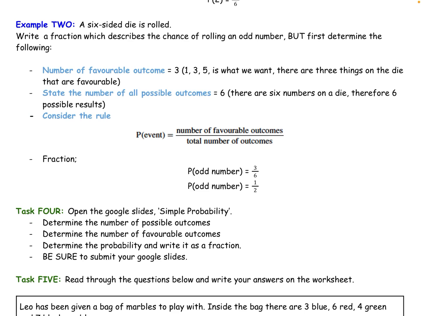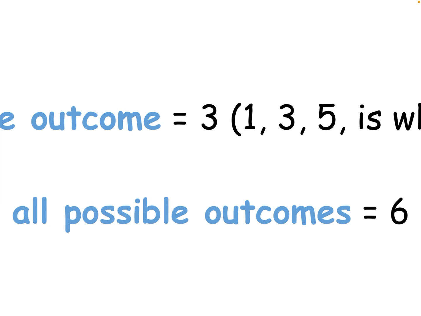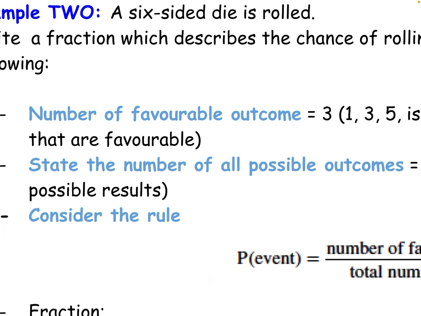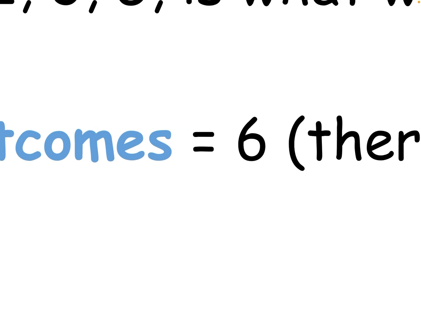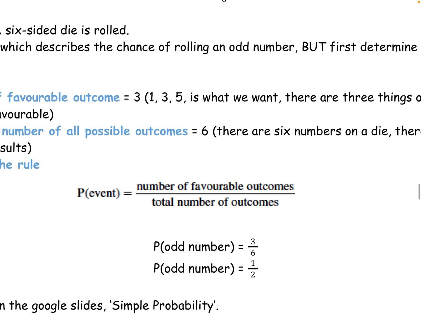Okay, example number 2, a 6-sided die is rolled. Write a fraction which describes the chance of rolling an odd number. Alright, so here are all the odd numbers that are on a die. 1, 3 and 5. 2, 4, 6, the ones that are missing, they're even numbers, aren't they? So there's 3 numbers, so that's why our number of favourable outcomes is 3. State the number of all possible outcomes. Well, how many numbers are there on a die? Hopefully you said there are 6, miss. So that's why that one's 6.